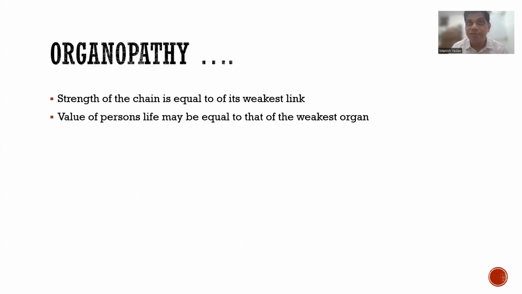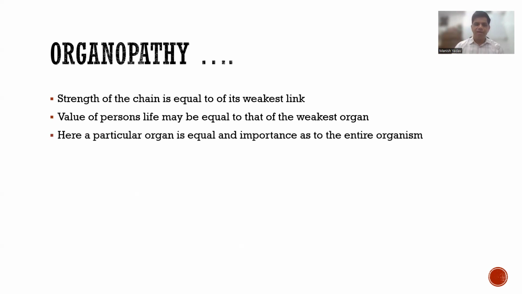What is the value of a life? A person can be healthier from all sides, but if one organ is weak enough, the whole individual can be weak. Here, a particular organ is equal in importance to an entire organism. For example, somebody is having a weakness of heart. Other parameters are absolutely great, 10 on 10. But his heart is weak. That weak heart, if not taken care of properly, can take his life, though his other organs are strong enough.